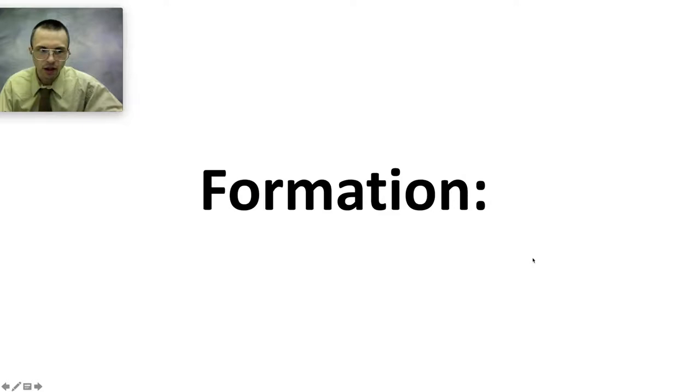Okay, formation. How do you form the passive of the perfect tense? Now, this is going to be kind of weird.